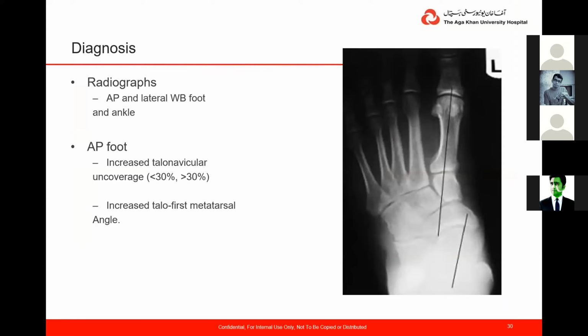So there are certain radiographs. On the weight-bearing AP radiograph, the important thing is that the X-ray should be weight-bearing. You see the talus first metatarsal angle, and also the talonavicular coverage. Normally uncoverage should be less than 30 degrees, and if there is more than 30 degrees of uncoverage, you might need a lateral sided procedure, which I will be discussing later on.